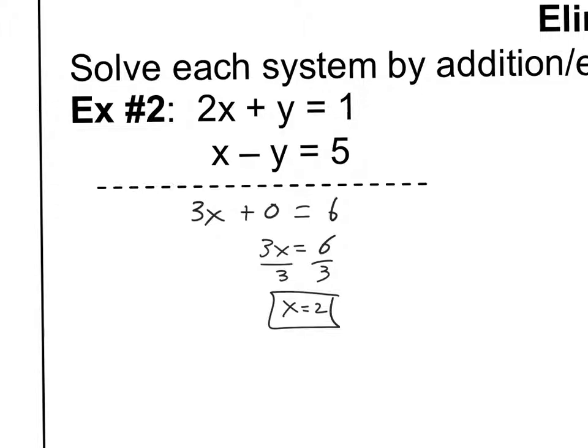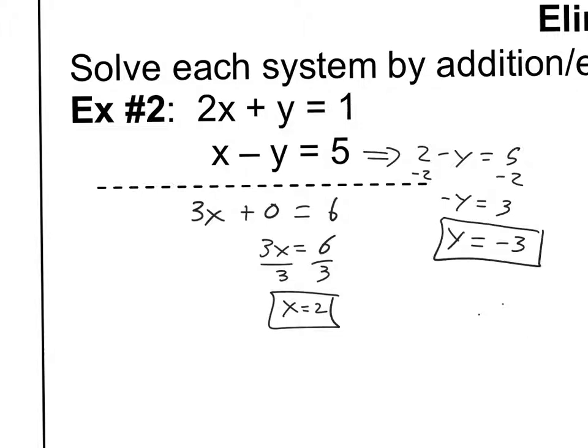Now we use substitution from here. We're going to take this x equals 2, and plug it into either one of these. I think the bottom one is probably the easiest one to plug it into. So instead of x minus y equals 5, I'm going to say 2 minus y equals 5. And from there, we're just going to do some simple algebra. Subtract 2, I got negative y equals 3. Multiply both sides by negative 1, and you get y equals negative 3. Okay, so that means our answer has to be 2 comma negative 3, because it's our x and our y.